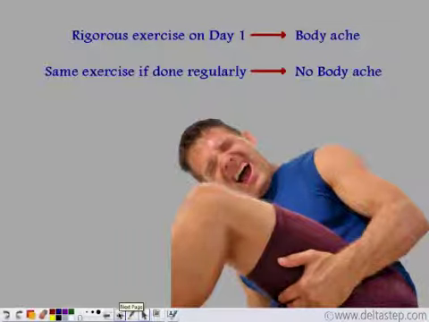Now, if you do rigorous exercise on day 1, your body starts aching. But if you do the same rigorous exercise regularly over a couple of months, the body ache does not take place. So, how is this happening? Well, when you do the same exercise or the same work regularly throughout a couple of months, what happens is the body gets conditioned.